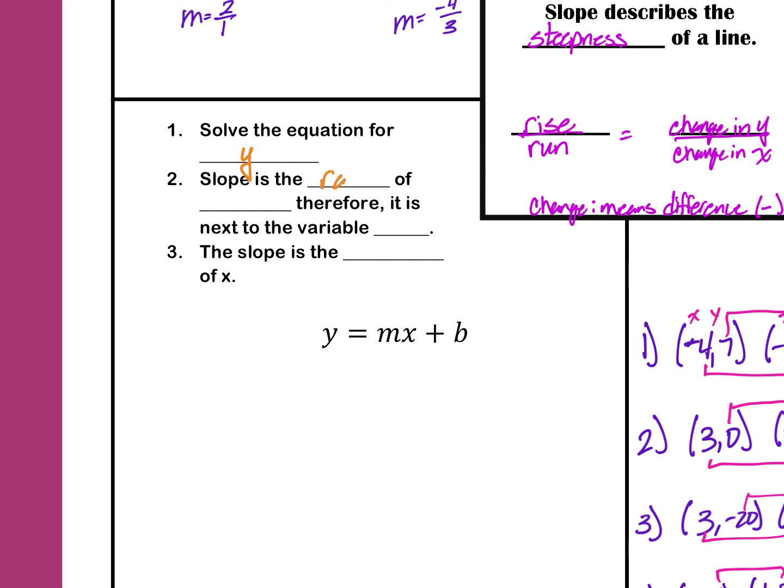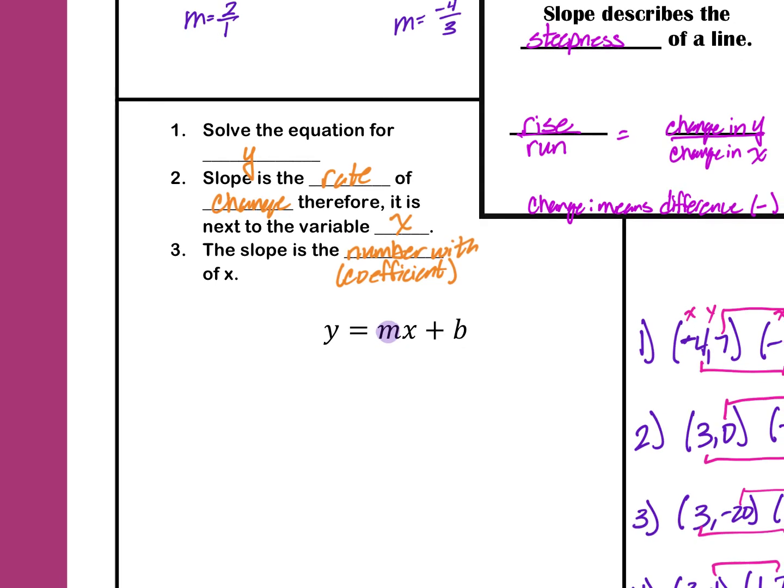Slope is the rate of change. Sorry, I would have changed some of these, but it wouldn't let me. It is the number next to the variable x. The slope is the number with x. It's called the coefficient, but it's the number with x. So in this case, it would only be the m, not the x. Okay? So we're going to do some super easy ones first. And I mean super easy. Super duper.